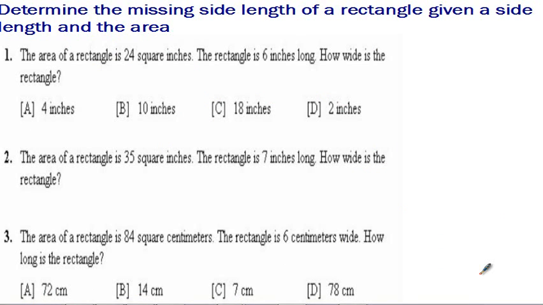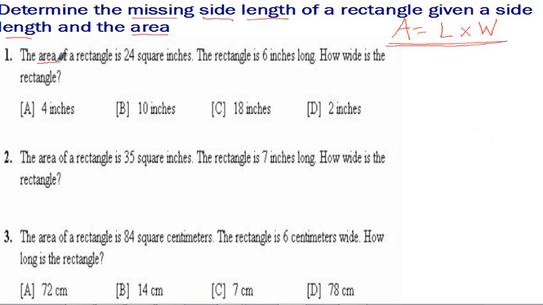Determine the missing side length of a rectangle given a side length and the area. This is where it gets tricky, guys. What is the formula for area? Area equals length times width, right? It's important that you always write the formula, okay?